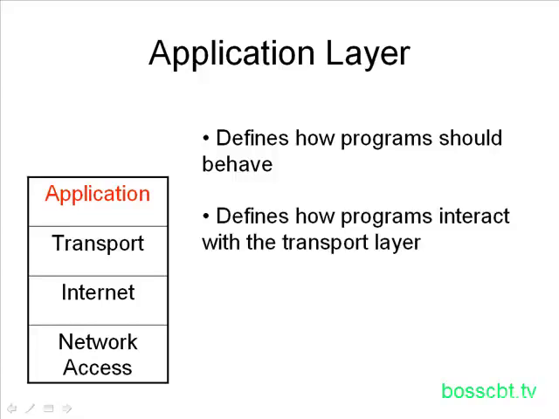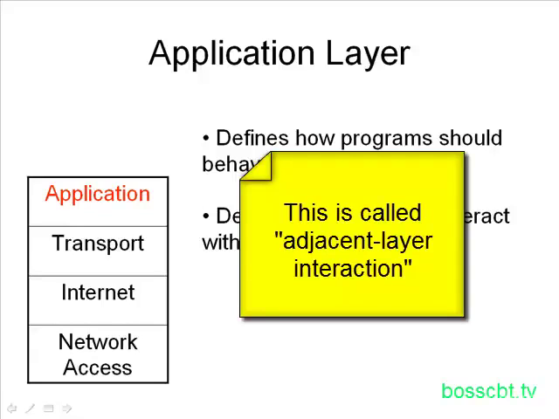Now the application layer also defines how a program will interact with the other layers of the TCP/IP model. So each layer has to interact with the layer above it and the layer below it. Now for the application layer, since it's at the top, there's nothing above it to interact with. So the application layer has to interact with the transport layer, and it does so by sending it information.